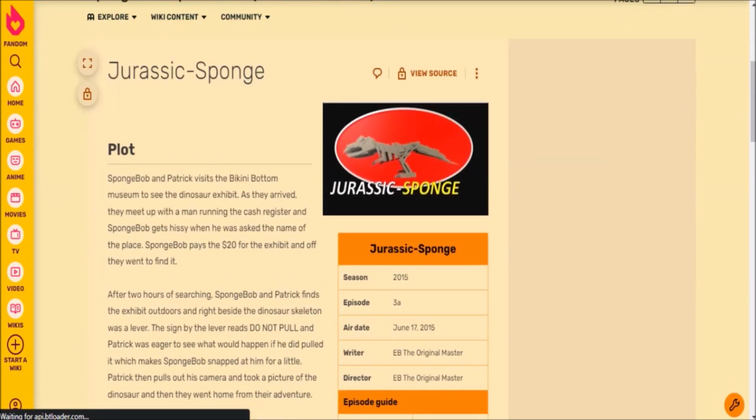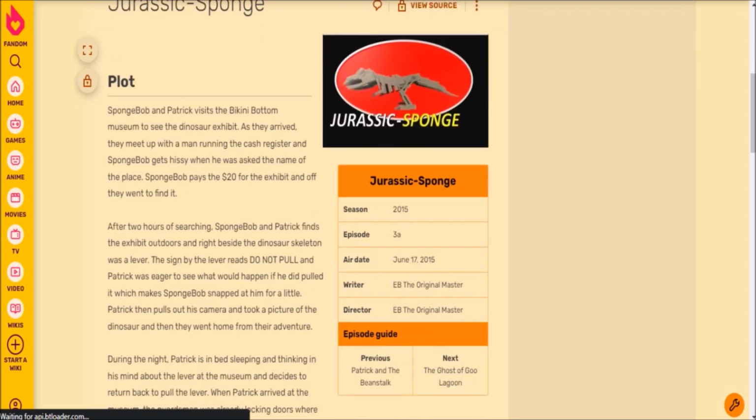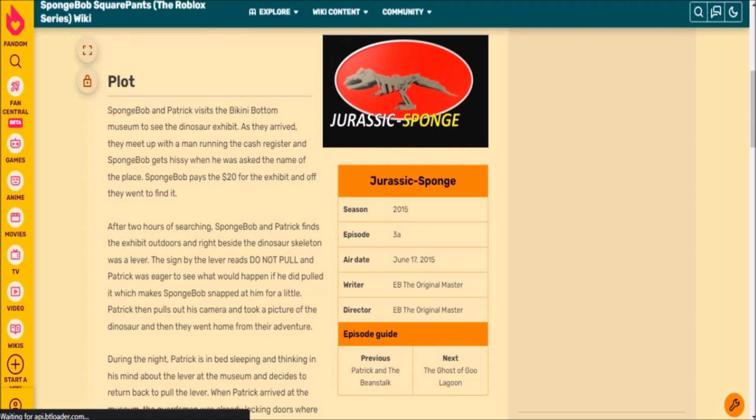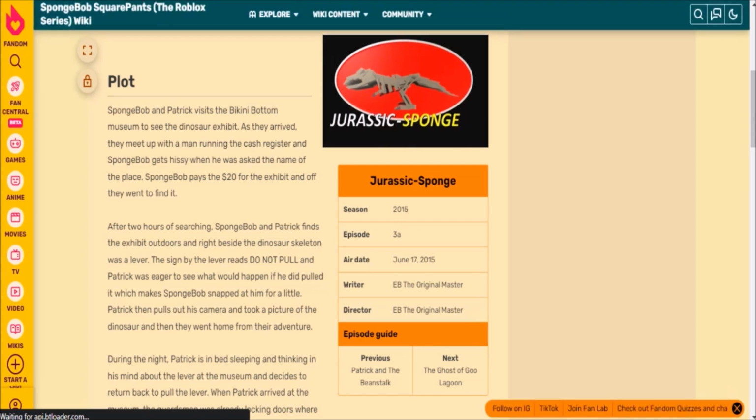All right, so SpongeBob and Patrick visit the Bikini Bottom Museum to see the dinosaur exhibit. As they arrive, they meet up with a man running the cash register, and SpongeBob gets hissy when he was asked the name of the place. SpongeBob pays the $20 for the exhibit, and off they went to find it.